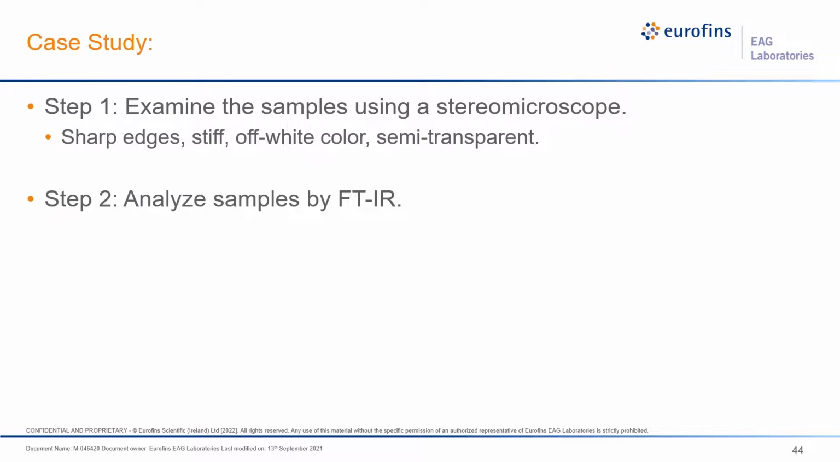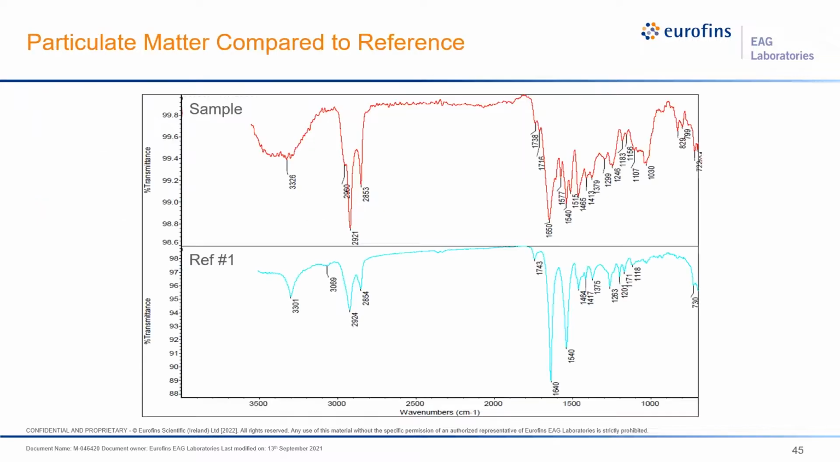When we get the sample, we look at its morphology and write a description of it. We examine the sample using an optical microscope. It's surprisingly sharp edged. It's very stiff. It has a slightly off-white color and is somewhat transparent as well. So we agreed with the client it looks more organic, and we should start with FTIR analysis first.